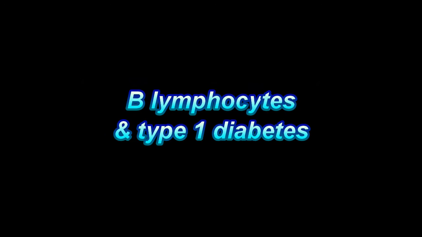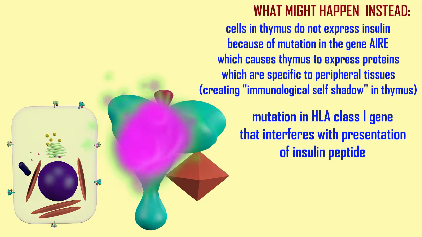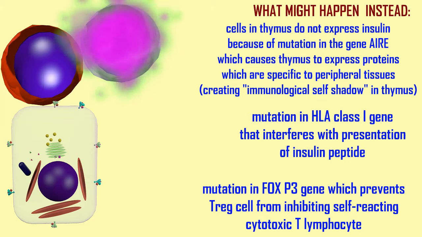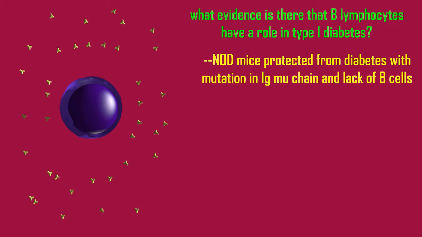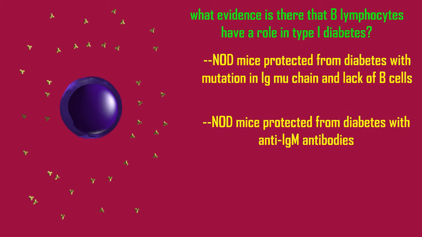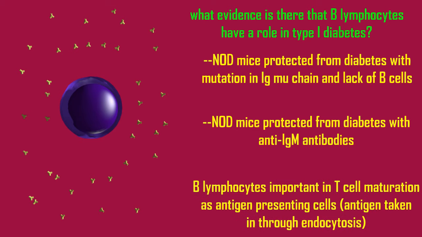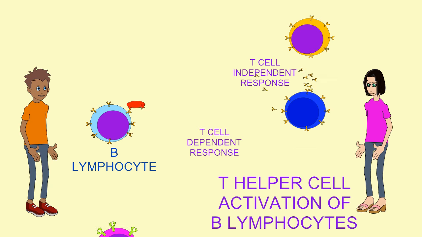There are well-known mechanisms involving T lymphocytes in the pathology of type 1 diabetes, but B lymphocytes also have a role. This can be demonstrated in a strain of mutant mouse which develops a type of diabetes similar to that of humans, which are protected from diabetes by mutations which cause the lack of the Ig mu chain and the lack of B cells. Also, these mice are protected from diabetes if given anti-IgM antibodies, the antibody expressed on the surface of B lymphocytes.